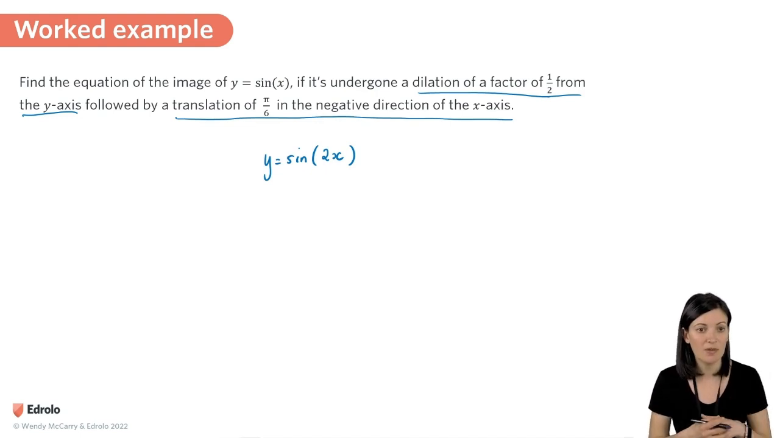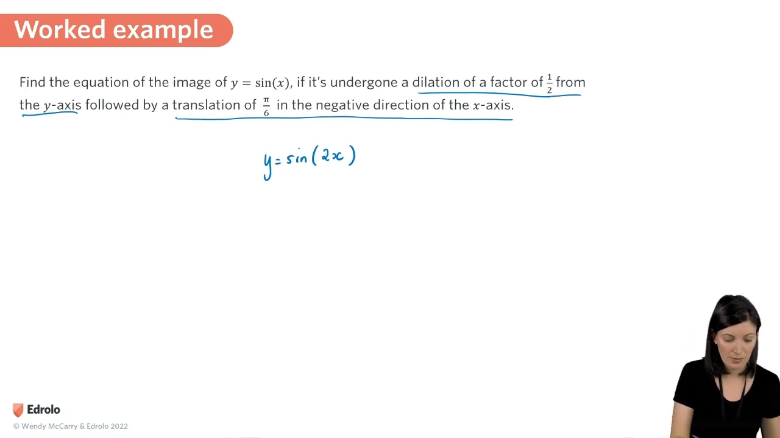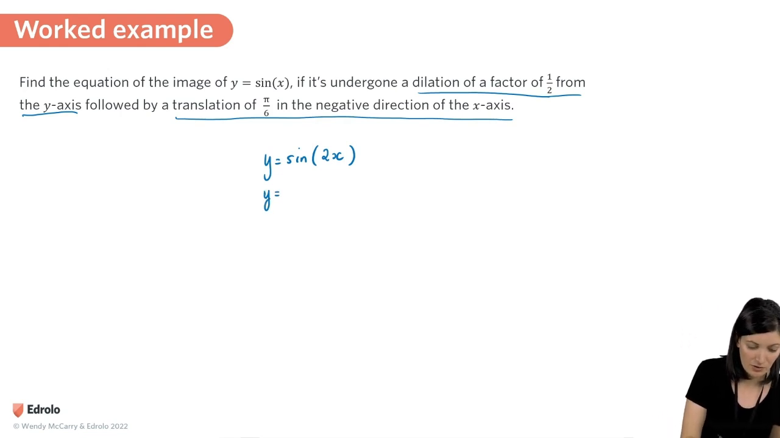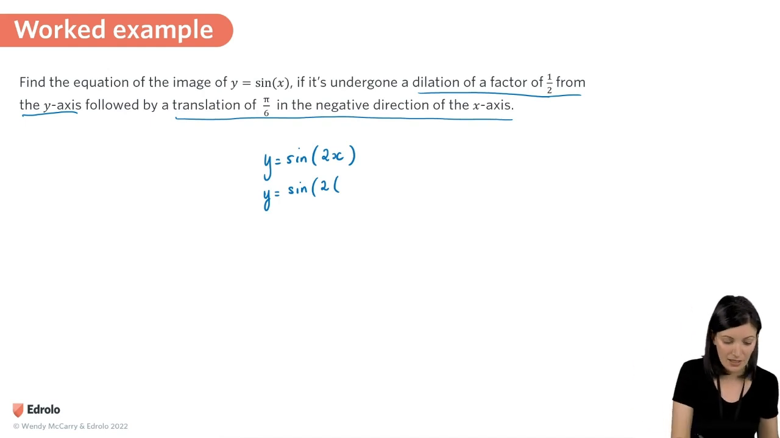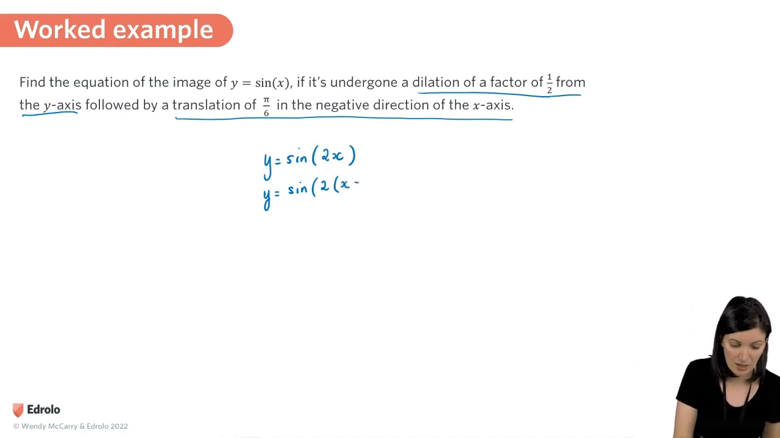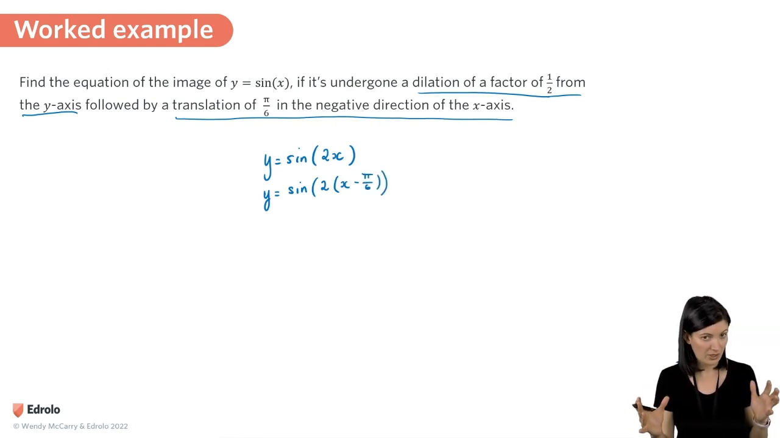Now I'm going to build in my translation of pi on 6. And here's where we need to maybe be a little bit careful. We would have sine of 2. To show that translation of pi on 6, I need to open the brackets again and do it within this x. I want my phase shift of pi on 6 within the function like that. Those are pretty tricky, I think, to get your head around.